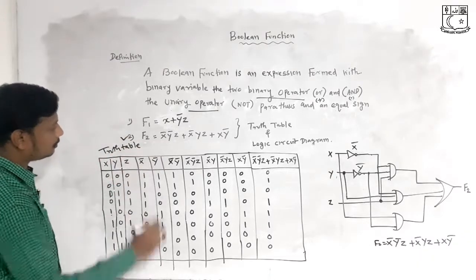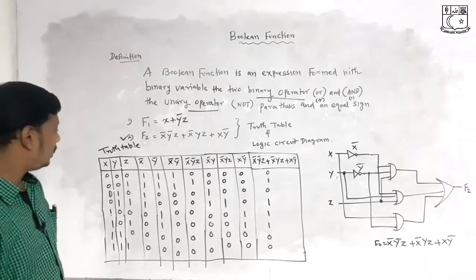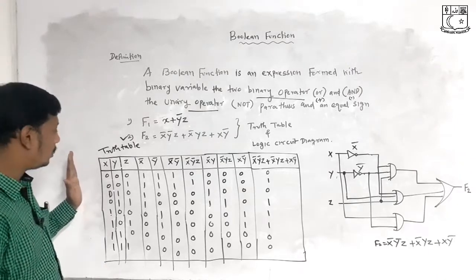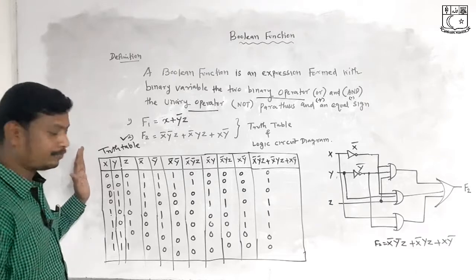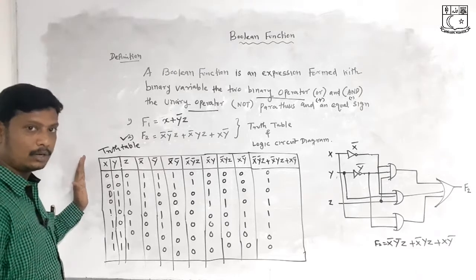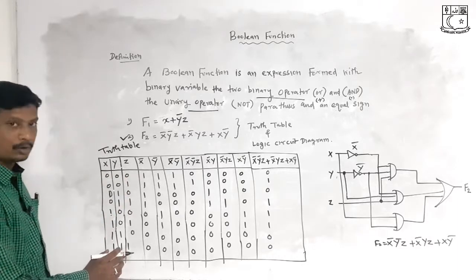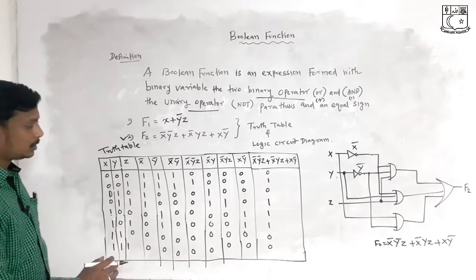So this is the truth table. I have already explained how many variables are in use. For example, 2 to the power of 3 gives 8 values, with variables x, y, z available. I will first draw the values of the Boolean function.